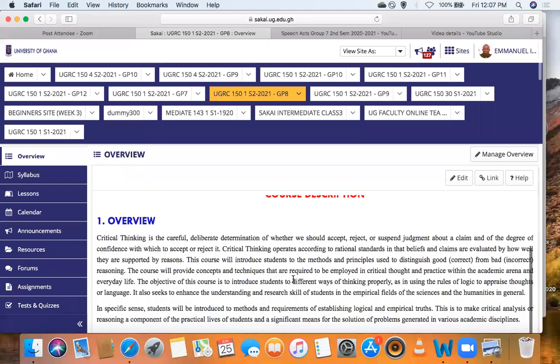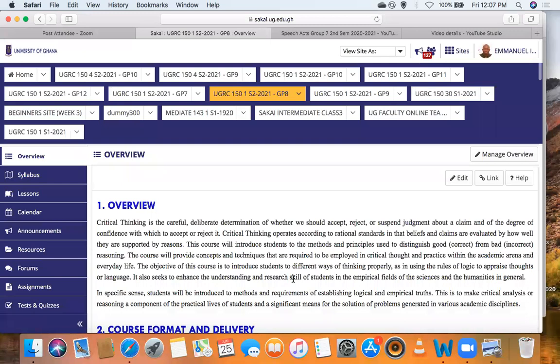Now, from the overview, critical thinking is the careful and deliberate determination of whether we should accept, reject, or suspend judgment about a claim, or the degree of confidence with which to accept and reject it. So really, this course is about claims, making claims, providing justifications for claims, why we should accept claims, reasons to accept and reject claims, and so on.